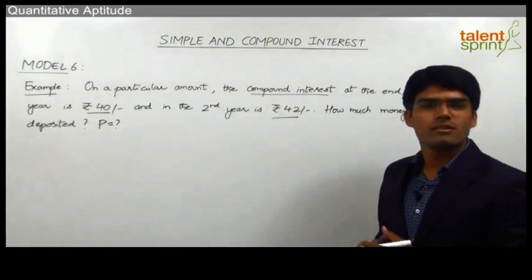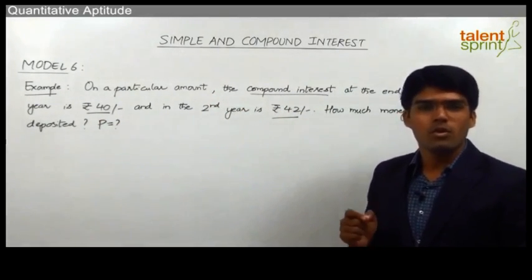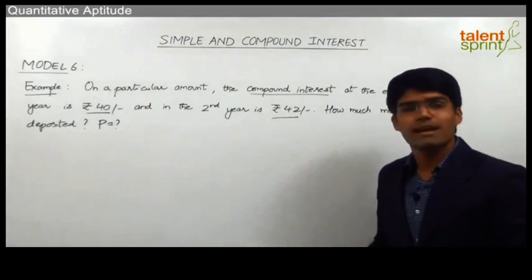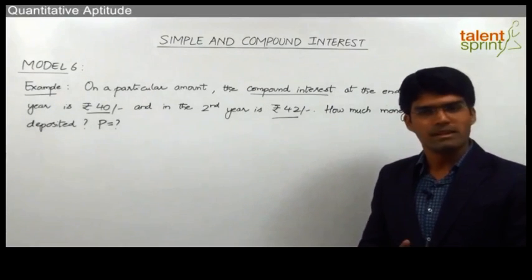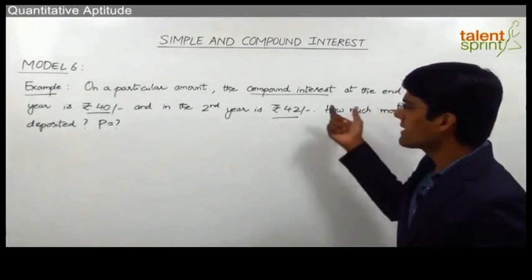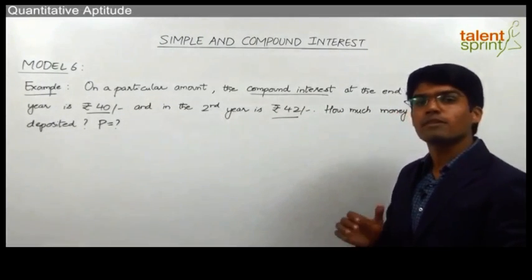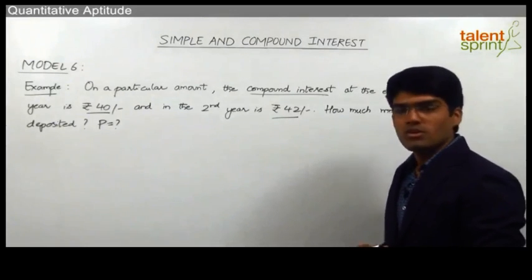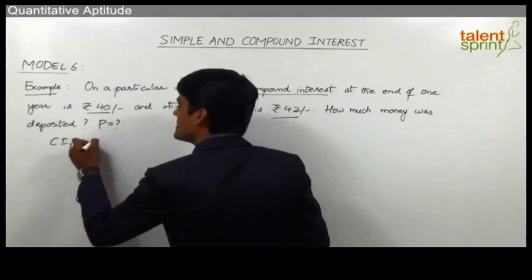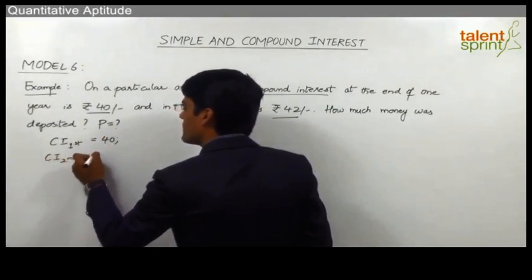Generally, this question is considered to be a difficult one and students try to avoid this. But if we go in a smart way using the concept of percentages, this question can be answered in less than 10 seconds. But let us first understand the general way of solving the question. Now as given here, the compound interest for first year is 40 and for the second year is 42. So we can understand that the compound interest for first year is equal to 40 and compound interest for second year is equal to 42.